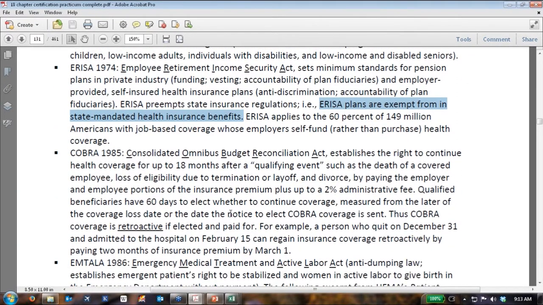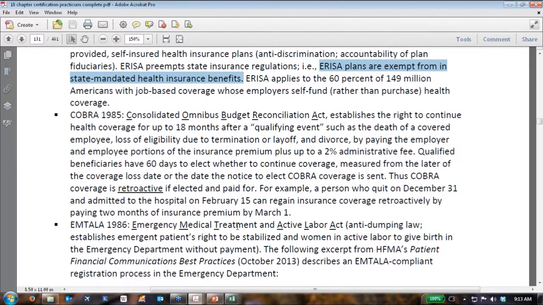COBRA is another one that we have to comply with simply as employers. And you, I'm sure, know what COBRA is. Here's just a description of some of its provisions.